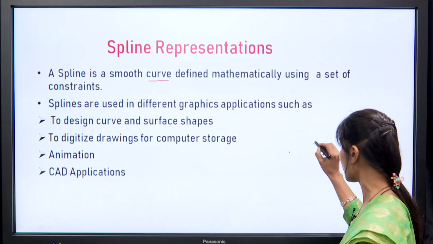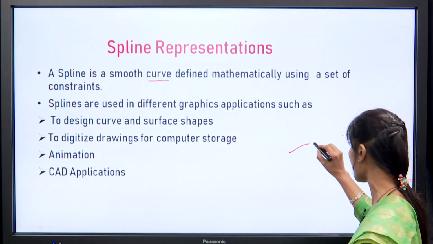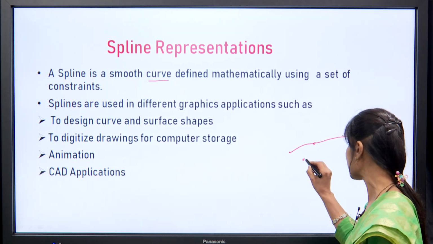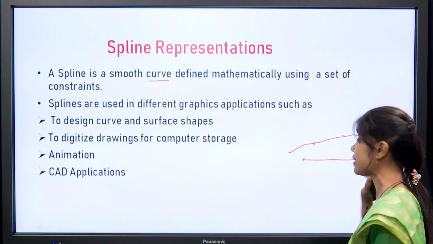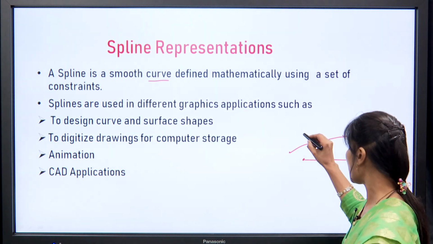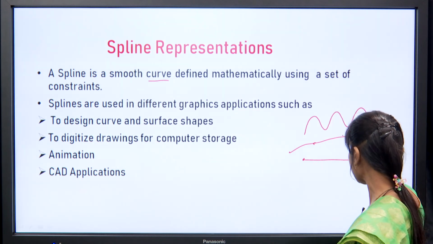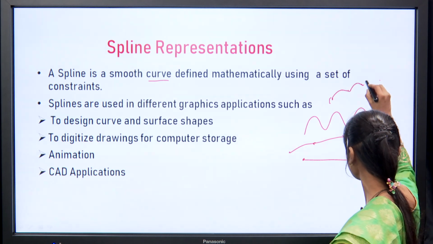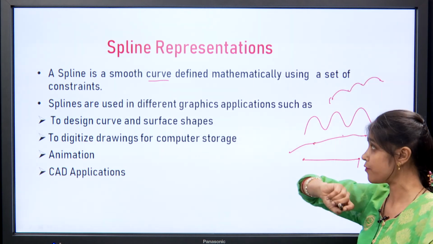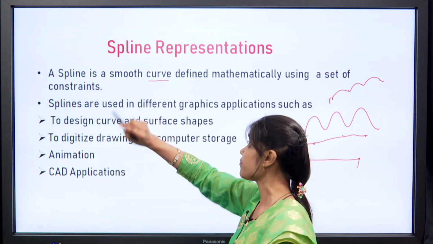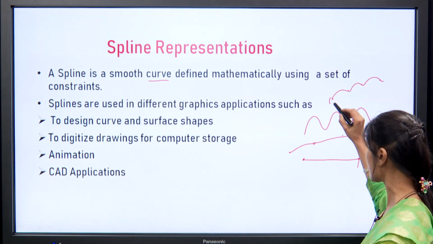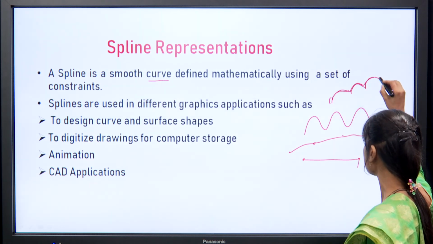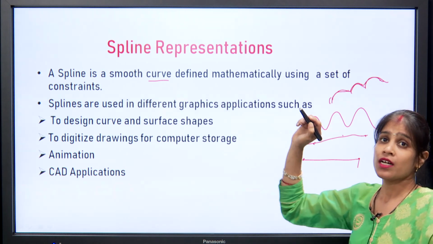Suppose we have these points and we join them by a line, then we get a curve. So you can say that two points joining each other, suppose this is a line, this is also a curve. Any points you join like this will form a curve. So before going to the spline, we define the curve. That means any points that you join form a curve.